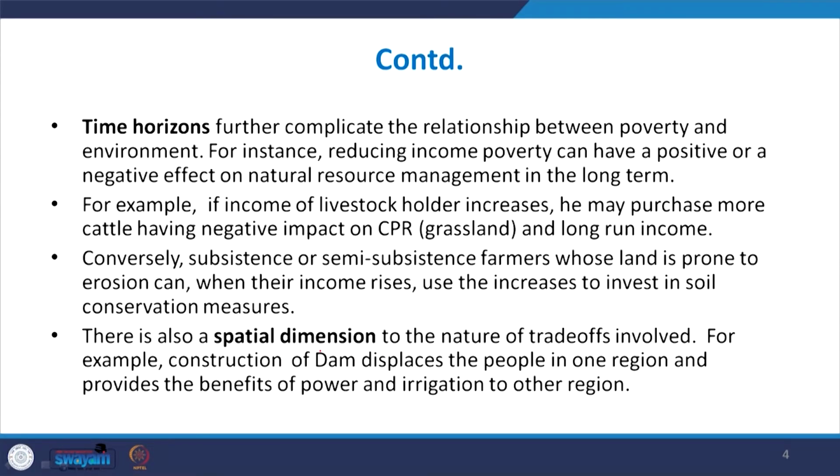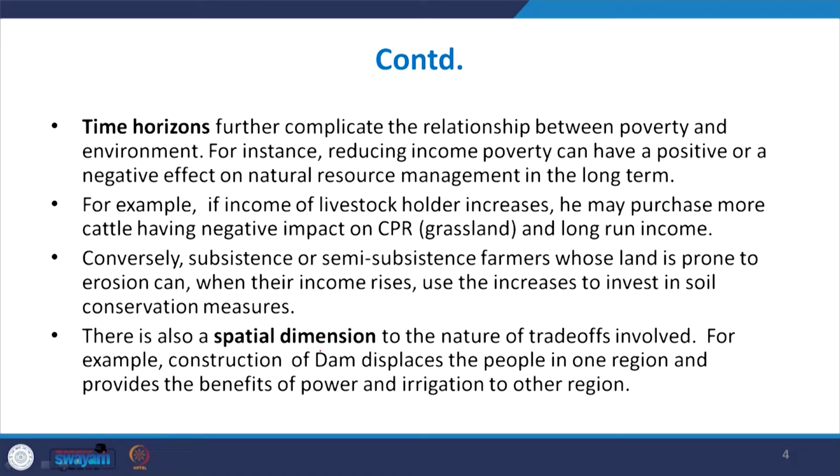And here, when we discuss the relationship between poverty and environment, some analysts believe that poverty degrades the environment because poor people also give more weight to the short term rather than to the long period. So, time horizon further complicates the relationship between poverty and environment.